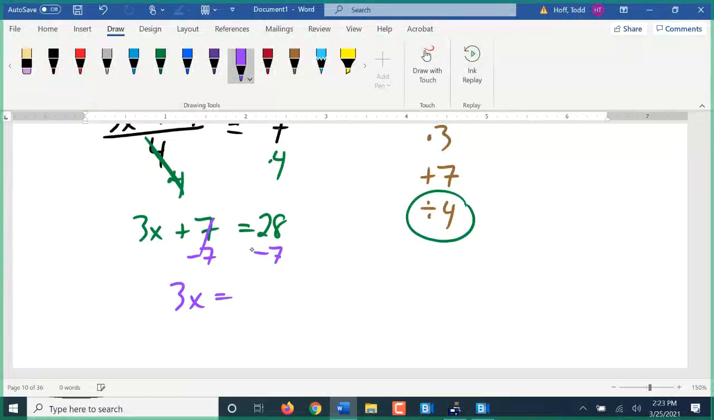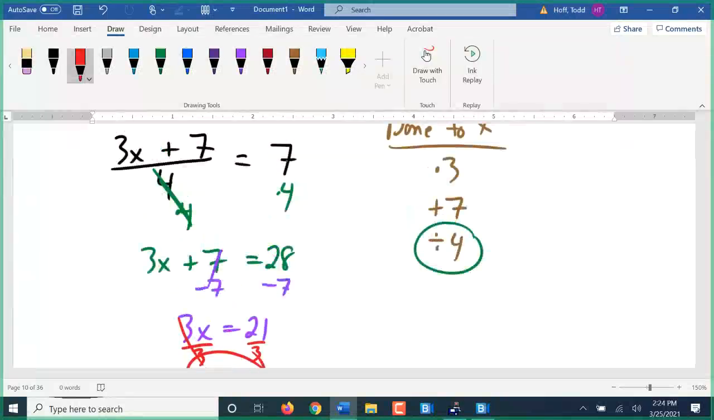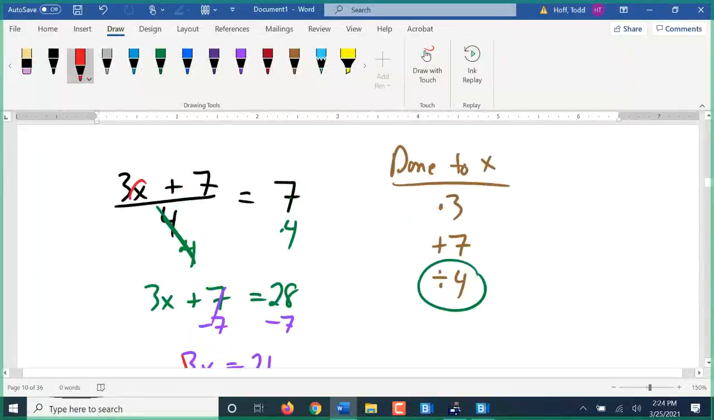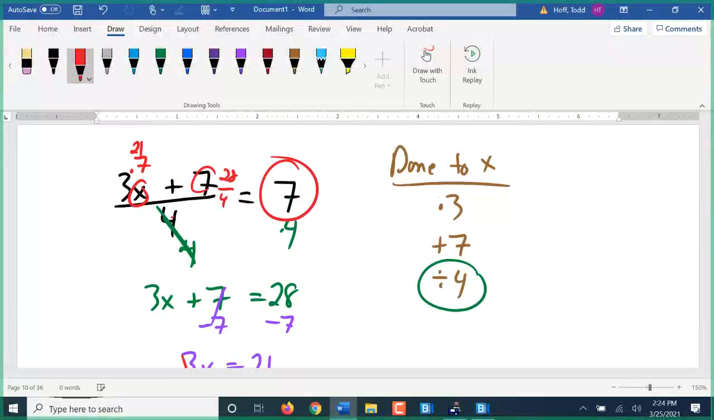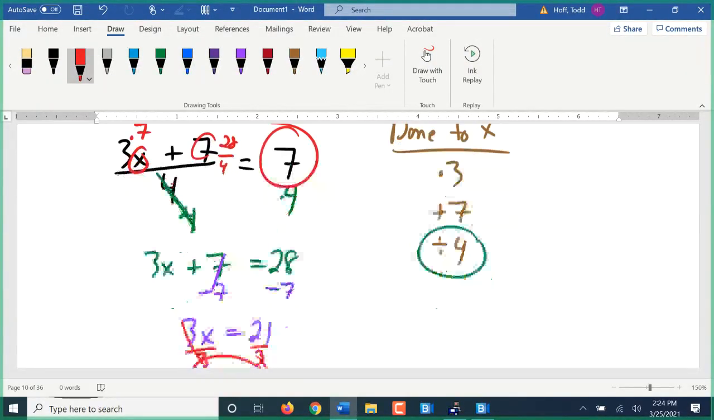3x equals 28 minus 7 is 21. And we take away the multiplying by 3 by dividing by 3. X equals 7. As always, with any of these equations, we can go back and replace the variable with the number we got. If I put 7 in there, 3 times 7 is 21. 21 plus 7 is 28. 28 divided by 4 is 7. So it makes it true. So we can always go back and double check our answers that way.